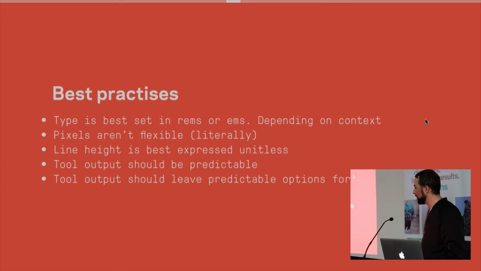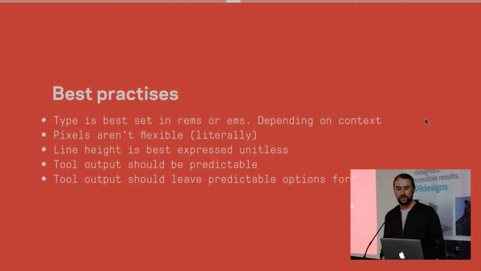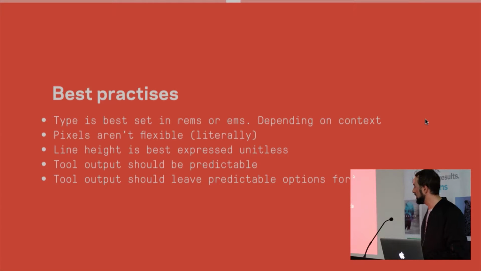Guy Eric Mayer wrote a really good article about this many years ago. I'll put a link at the end of this. I'll put these slides online. You can have a read, but it's about the predictability of inheritance. So if you've got an anchor inside a paragraph, this is just going to produce the most predictable inheritance in that case.